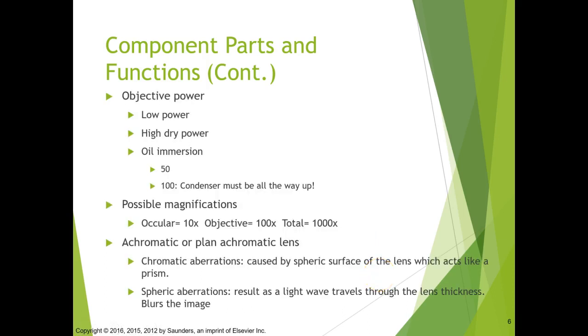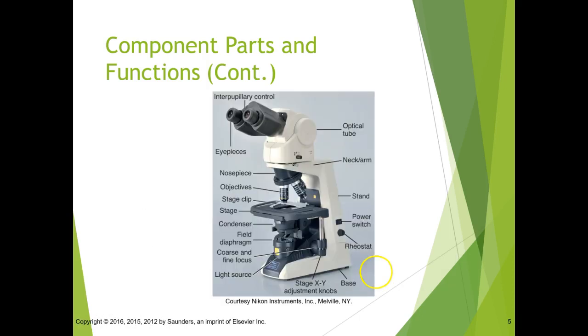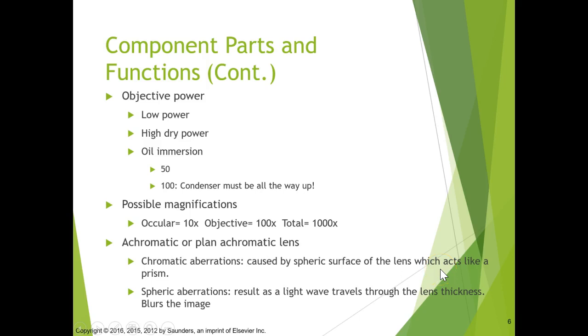So the objective power, these are the ones that hang down over the slide, okay? Now we have low power and high power. In most cases, that's what we're using in hematology. Low power is usually a 10x. So if you have your oculars at 10x and your objective is 100x, it would be a total of 1000x. If your ocular is 10x and you're using the 10x objective, it would be 100x. So you multiply the ocular times the objective to get the total magnification.